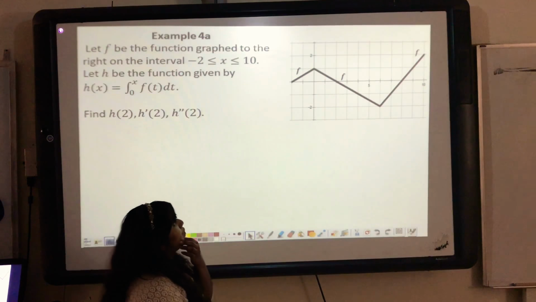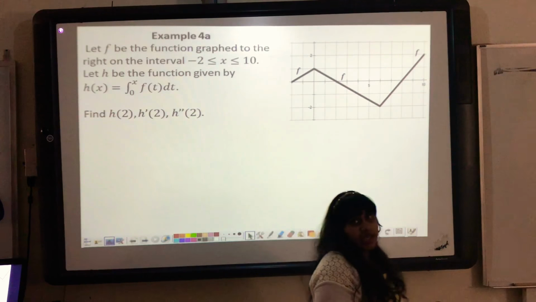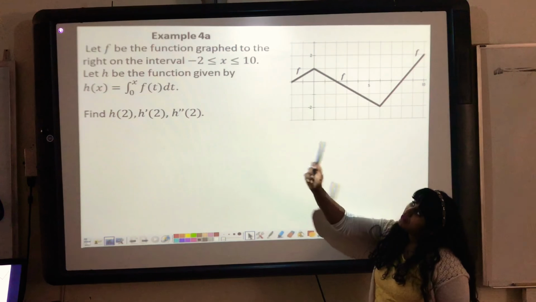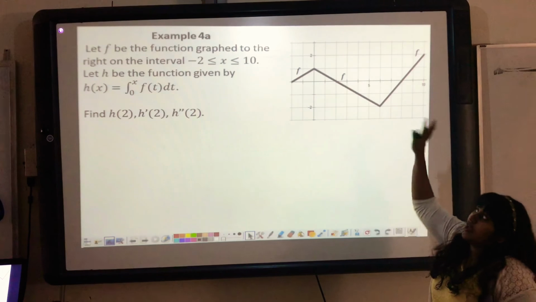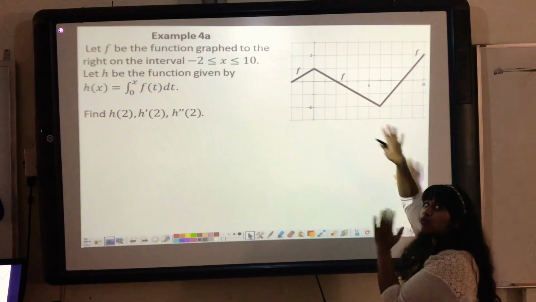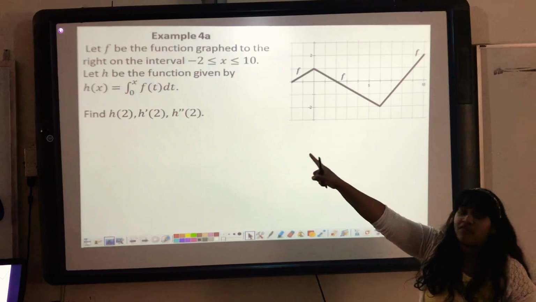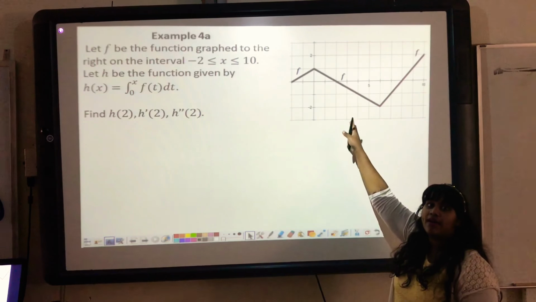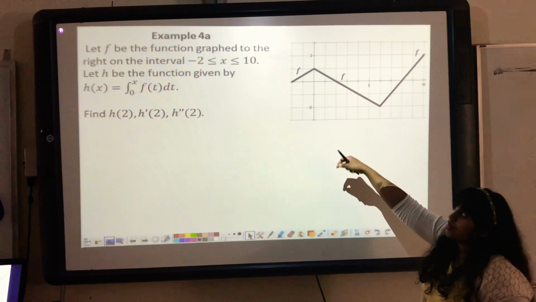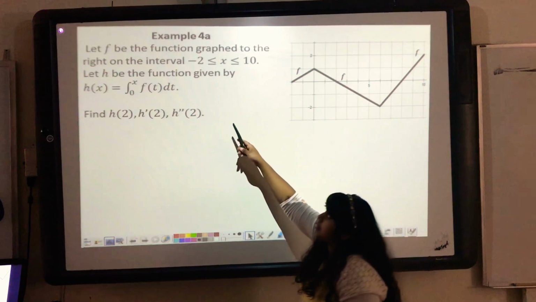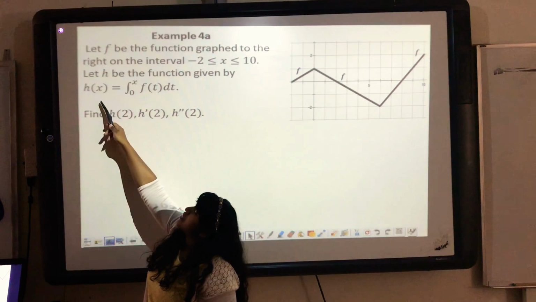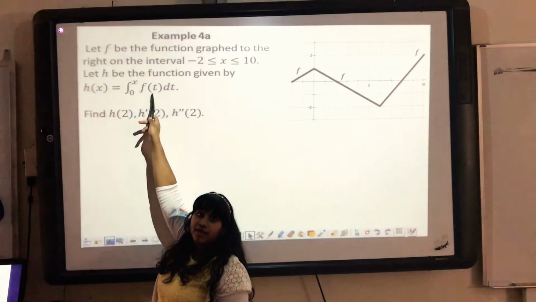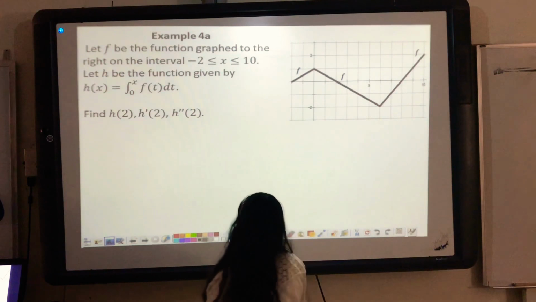Okay, so example 4a, we are given some graph, and in fact we are given the graph of f. It's our function f. So again, I'll say that again. This is the graph of f. This is not the graph of h. This is the graph of f. So let's declare what that relationship could or possibly is. Well, if h is equal to the definite integral of f, then what's that relationship?